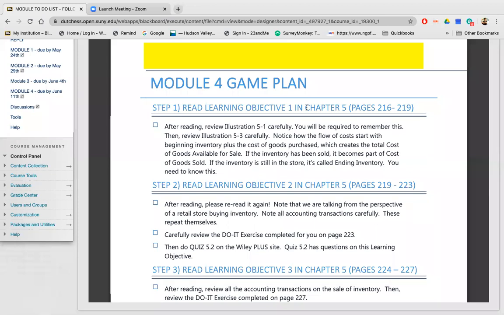Chapter 5 introduces you to merchandising operations, which is the same basically as retail. And as you know, a retail store, the whole purpose of retail is to sell their inventory. But before they can sell their inventory, they need to buy it first, put it in the store, and then the customers come and buy it from them.